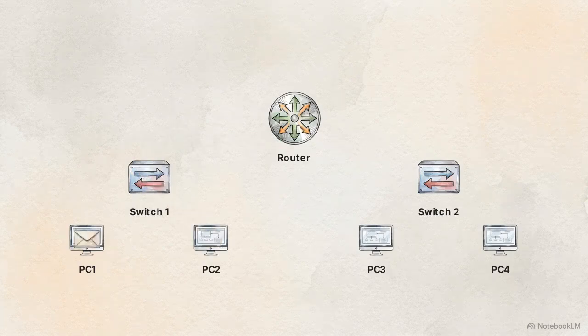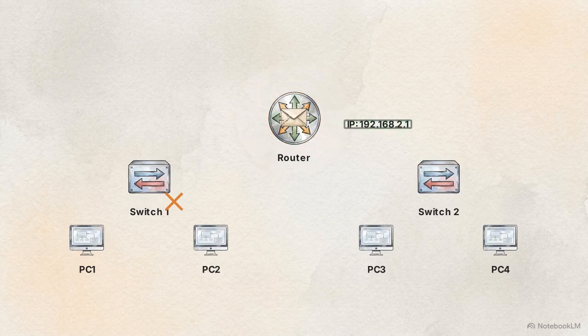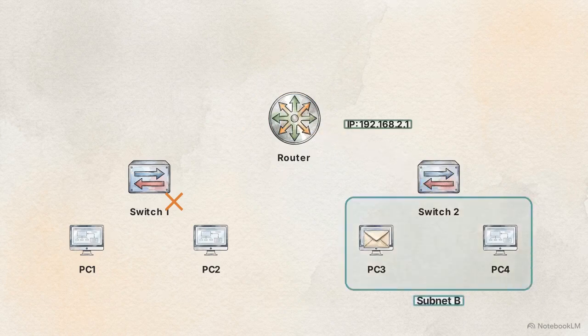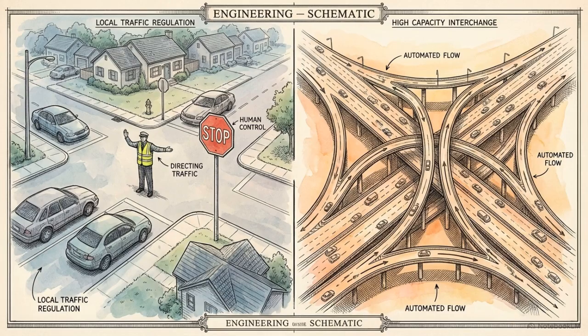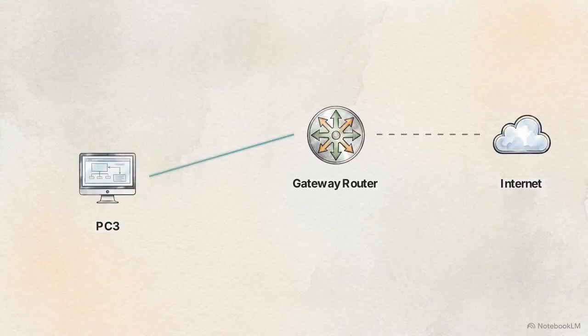But if PC1 needs to send a file to PC3, it has to cross over to a different switch. To do that, the packet must travel up to the central router. The router uses its own virtual interfaces to manage different local subnets. By reading the IP address, it directs the packet down through switch 2 to find PC3 on its separate network segment. While switches act as local traffic controllers for physical addresses, routers function as the major intersections that move data between distinct neighborhoods.